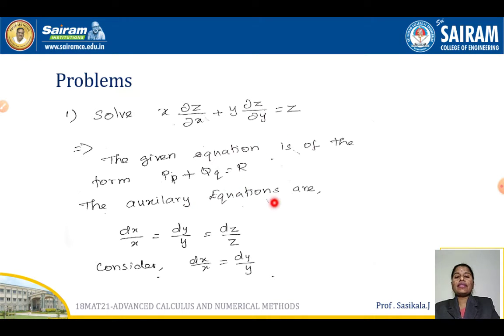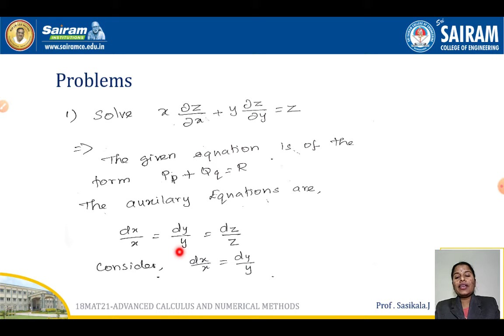So the auxiliary equations, as per the combination of these equations, capital P is x, capital Q is y, and capital R is z. So you can substitute in the auxiliary equation. What is the auxiliary equation? That is dx/x = dy/y = dz/z. Now that means P, Q, R are to be replaced.